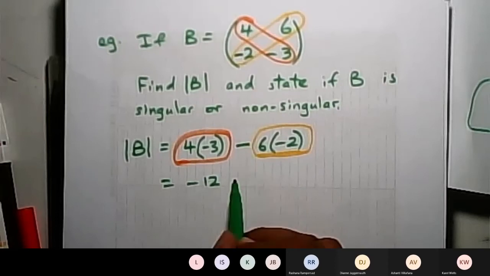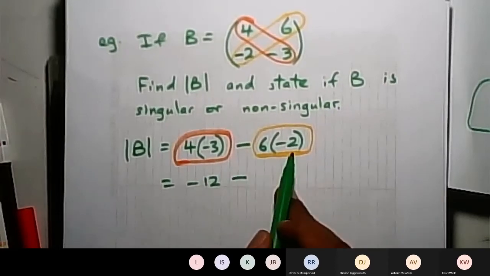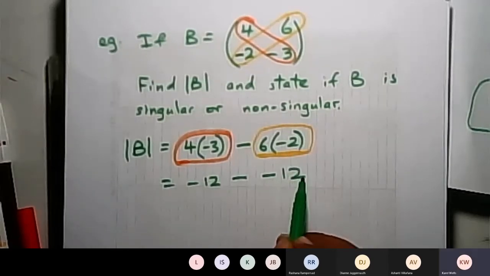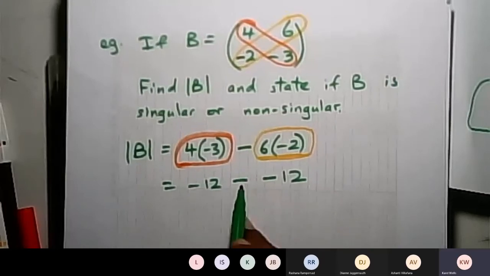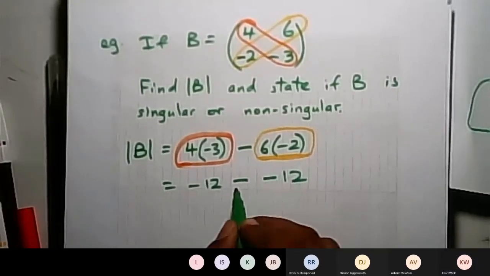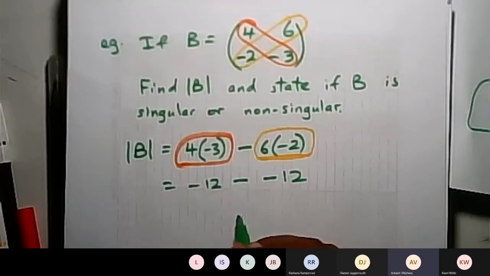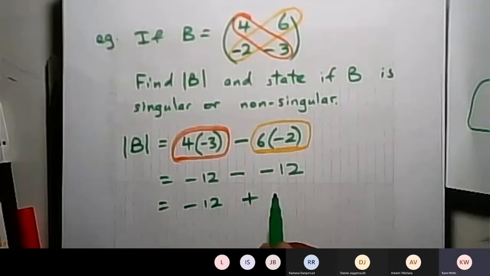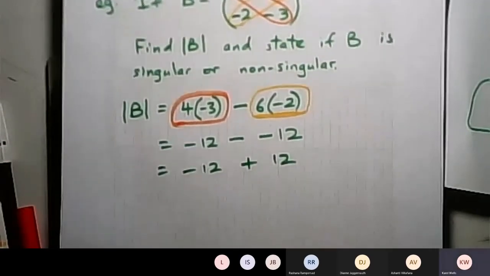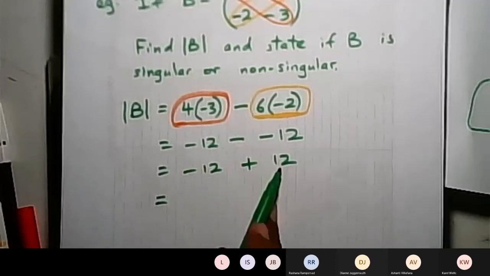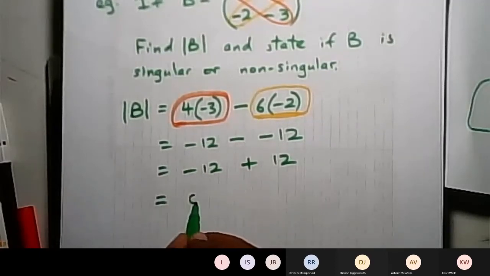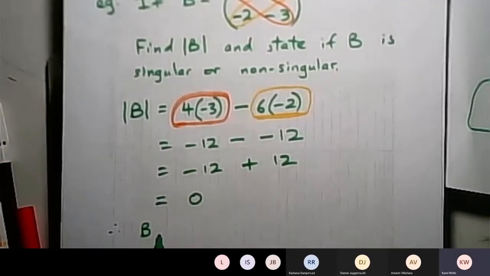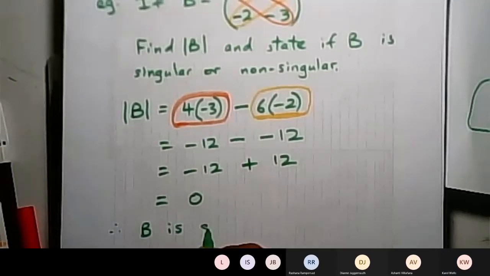And then we have this minus sign come down here. 6 times the minus 2 gives us another minus 12. And when you watch these two minuses, they are the same signs, so it makes a positive. So you'll get minus 12 plus 12. So you go for an elevator ride: go down 12 and then go back up 12. Your answer will be 0. Therefore, the original matrix B is singular.